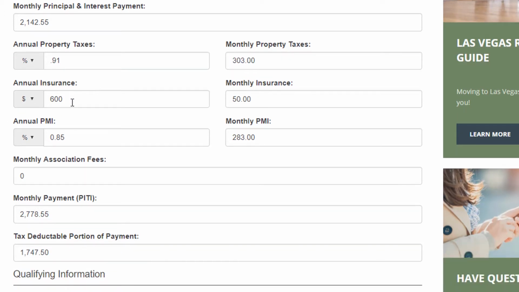Then you have your annual insurance. Now this is going to be subjective to the type of coverage that you carry and whether you also have earthquake insurance, flood insurance, or any other special policies attached to your insurance.